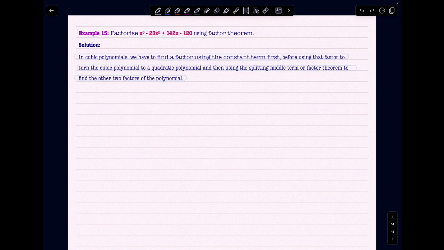Okay, so first thing first, it is said to find a factor using the constant term first. Why are we going for the constant term? See, in factor theorem, I have already told you, if P of A equals 0, then x minus A is a factor of P of x. This is factor theorem. So what I am going to do, since this is a cubic polynomial, I am going to take three numbers. In quadratic polynomials, we are taking A and B. In cubic polynomial, since there will be three factors, I am going to take three numbers.